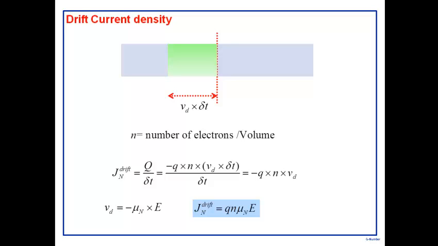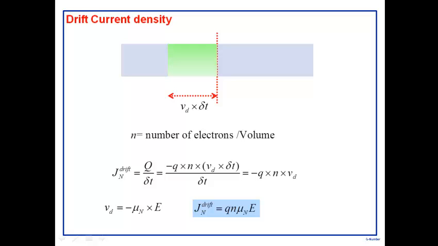So anytime I apply an electric field and I know the electric field in my semiconductor, and I also know the electron density in the semiconductor, I can multiply them together. Mu n is a constant for a semiconductor. I multiply them together and I get a drift current density.